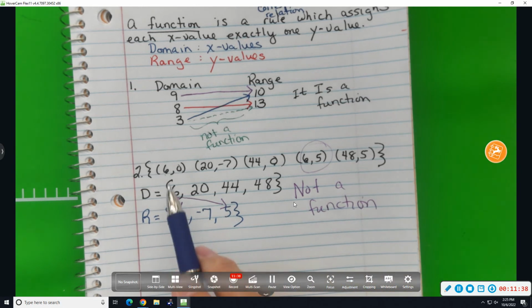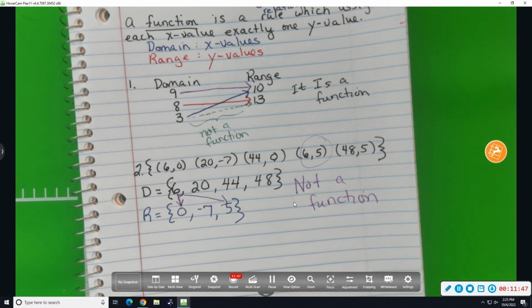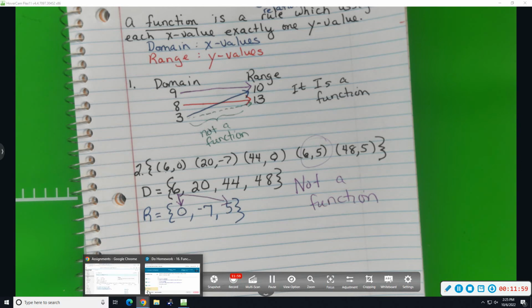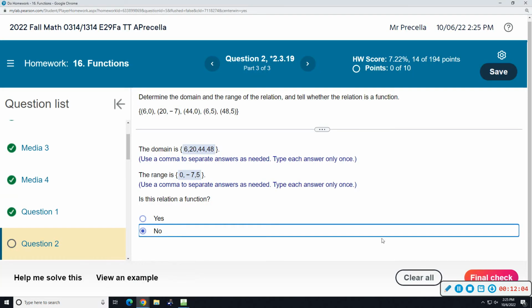If there's more numbers in the domain than the range, then it's not a function. No, that doesn't make sense, because the first one is like that. So, let me click not a function. Do you all see why I'm saying it's not a function? Let me see. Is it a function? No.